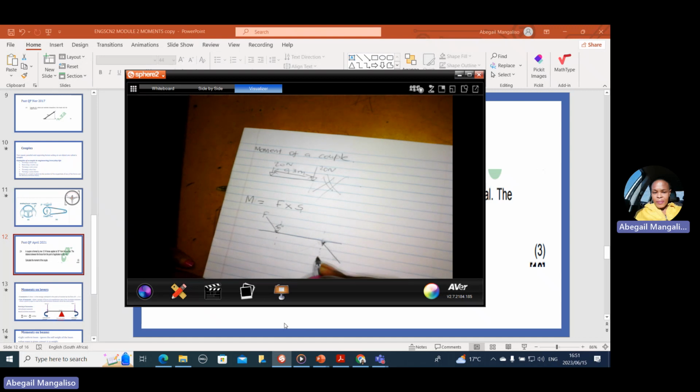So a force that is parallel and opposite to this one will be acting in this direction. And it has to make an angle of 30 degrees with the vertical. This is a vertical line, 30 degrees. So these are equal. It's the same force, F.